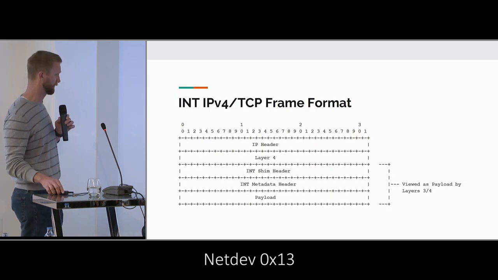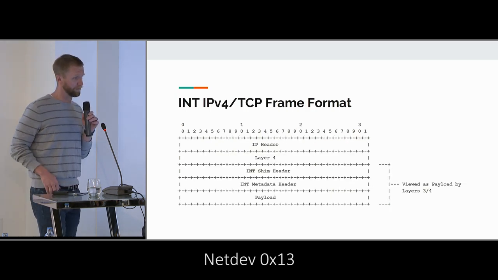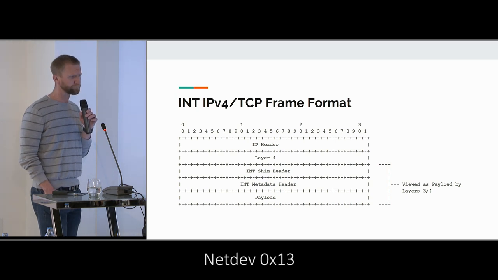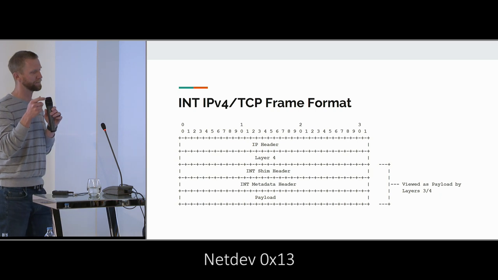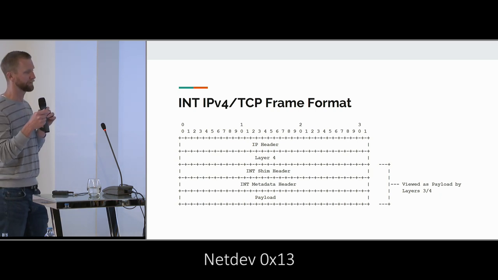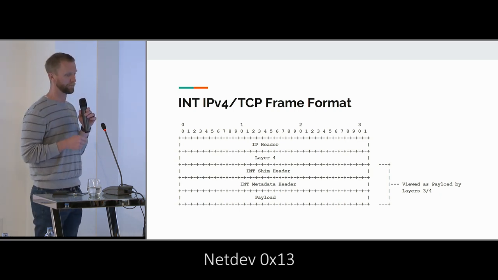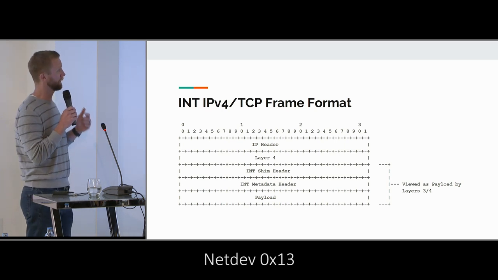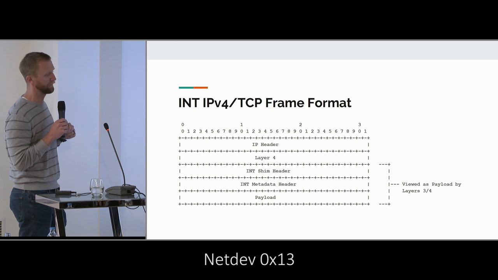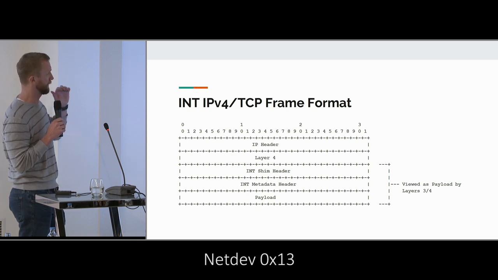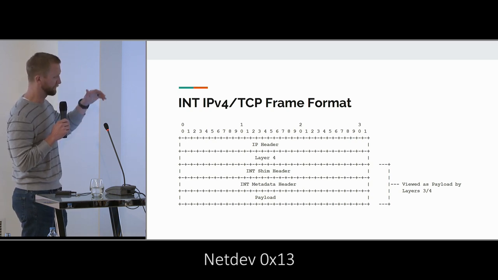If we were, again, to look at a completely stolen-from-the-spec frame format: IP header, layer 4 header, now we have our INT shim, it's got some information, and our INT metadata that's been added, and our payload at the end. The important part to think about with these last three bits is that technically those are all seen as the payload as far as the first two headers are concerned.